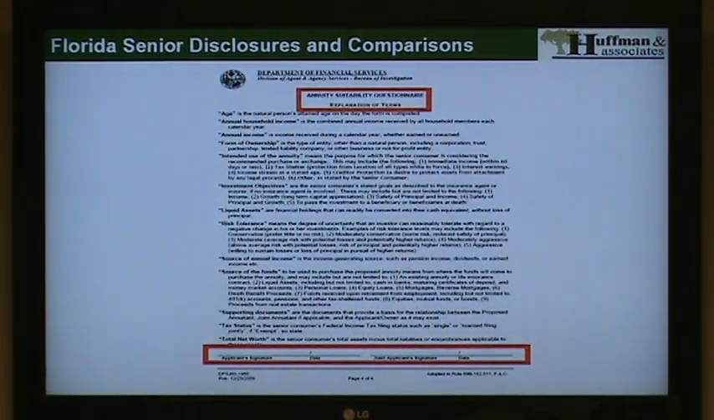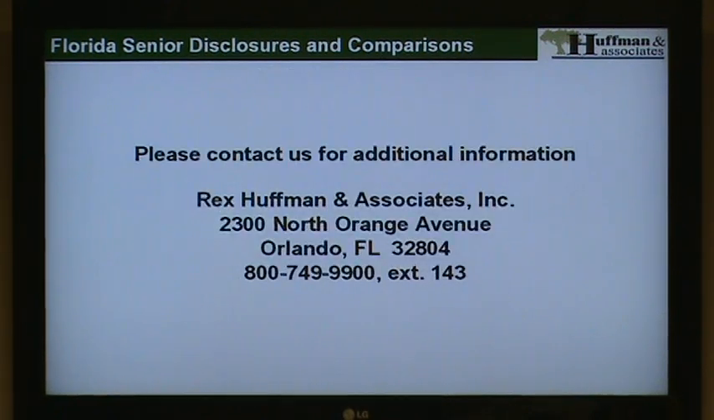Make sure the client understands all of the terms on this page. The applicant's signature is the owner's signature. The date: you'll use the calendar day the form is signed. If there's no joint applicant, enter NA for both signature and date. Do not leave it blank. We're done with this form.